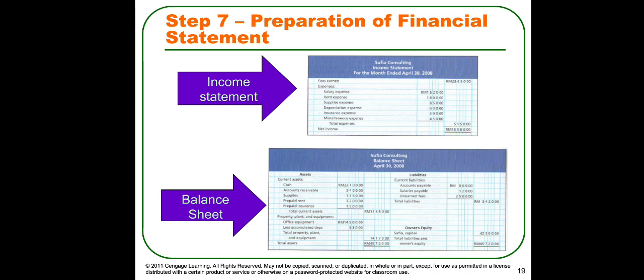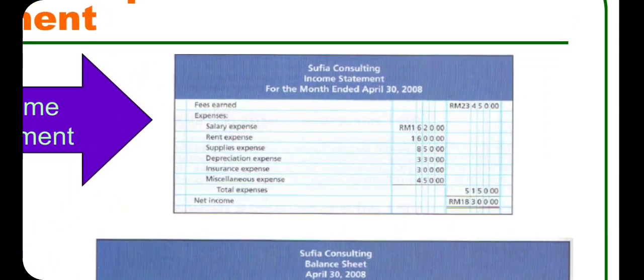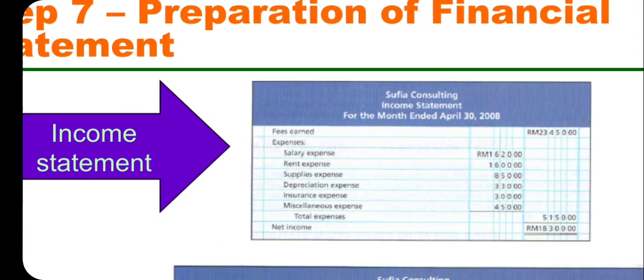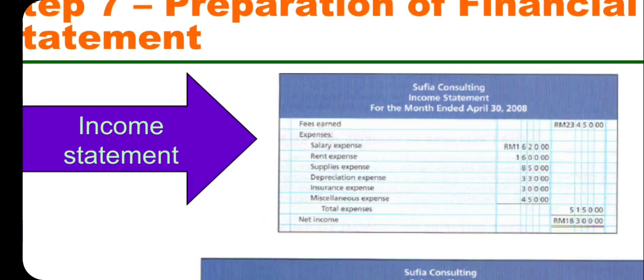In this step, you can prepare the financial statements. So in this course, the focus is on the income statement and balance sheet only. When you want to do the income statement, you have to remember the format. See here the format. It is very simple. First, you have to show the revenue for the business. In this example, the revenue is fees earned. Here the amount is $23,450.